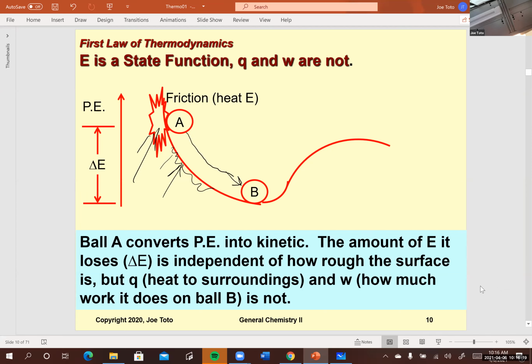But notice over here that the internal energy is not path dependent. So the internal energy of A had something here, some potential energy. And then it goes down to here, which is 0. Then I can calculate that delta E, the internal energy, would be 0 subtracted from whatever it was, and that would be the change in the energy of A. So that is a state function. That's not path dependent. It only depends on where it started and where it finishes.